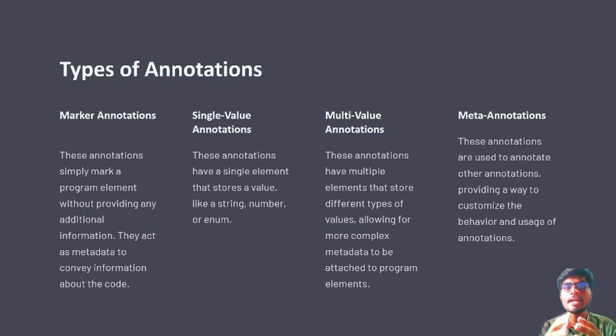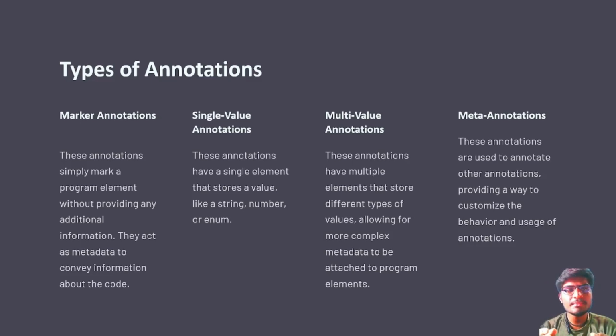Let's see the types of annotations. There are four types of annotations: marker annotations, single value annotations, multi-value annotations and meta annotations. Marker annotations are nothing but blank annotations. We are not returning anything. We are creating an annotation, but we are not defining anything under the annotation class. That's it.